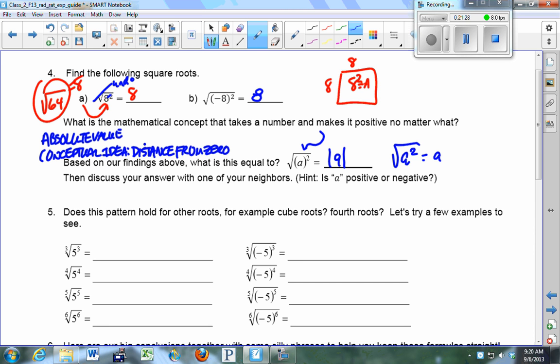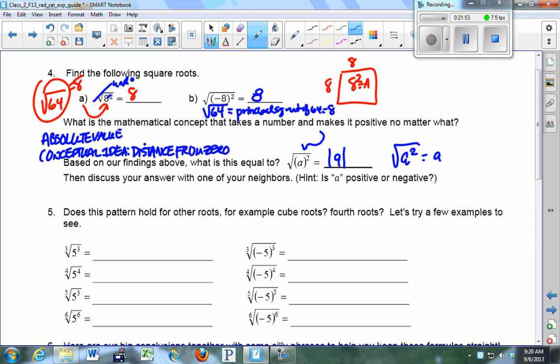Yep, Logan? Still not exactly clear on why. So if you had -8 squared, that's 64. And this says find the principal square root of 64, which is +8.